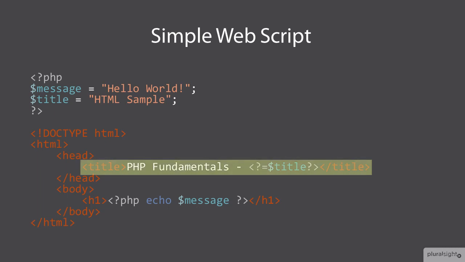Now let's look at the title tag. Inside of our title tag, we are printing the variable title. Now the opening and closing PHP tags look a little different. Instead of having PHP and the echo, we've substituted that out with the equal sign. This is the shorthand version of printing out a variable inside of HTML code.